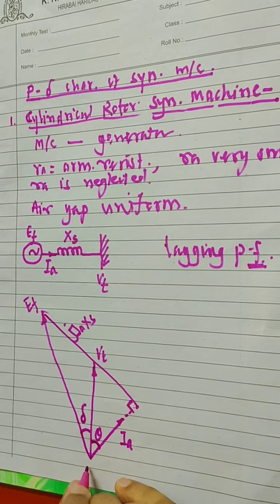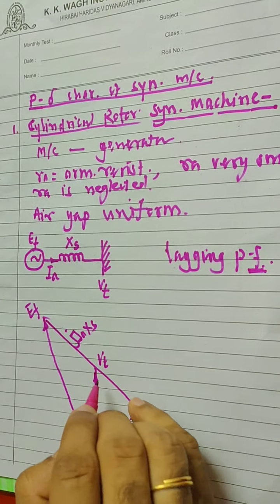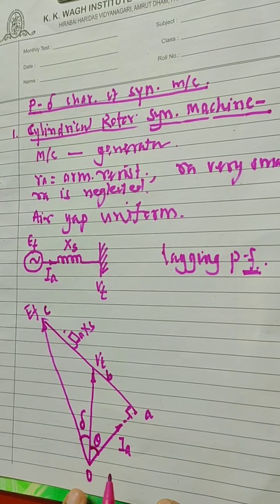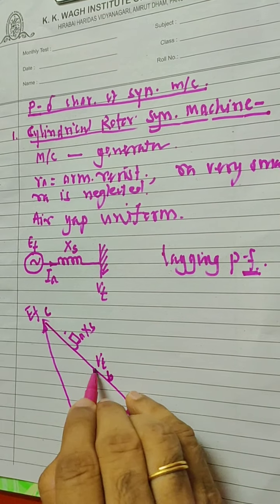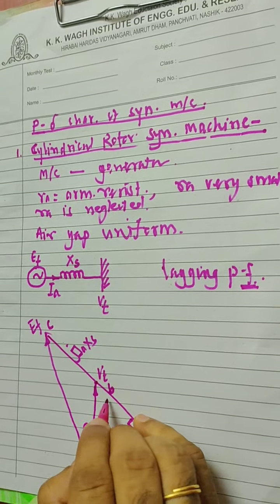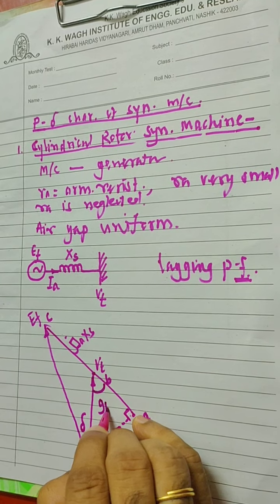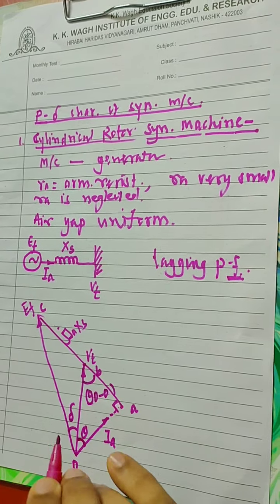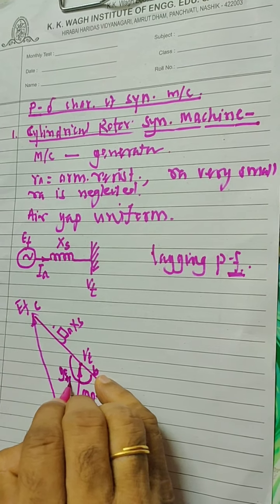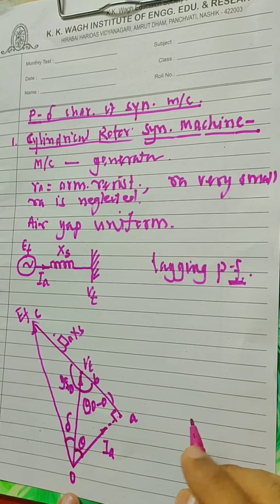Now label the points O, A, B and C. This is 90 degrees, so this angle is 90 minus theta. This is 90 minus theta. So this is 90 plus theta.